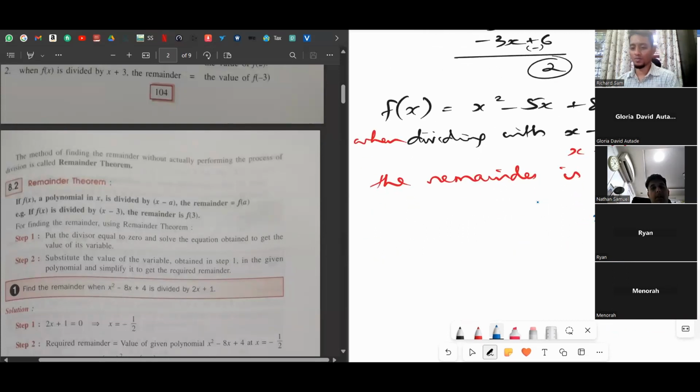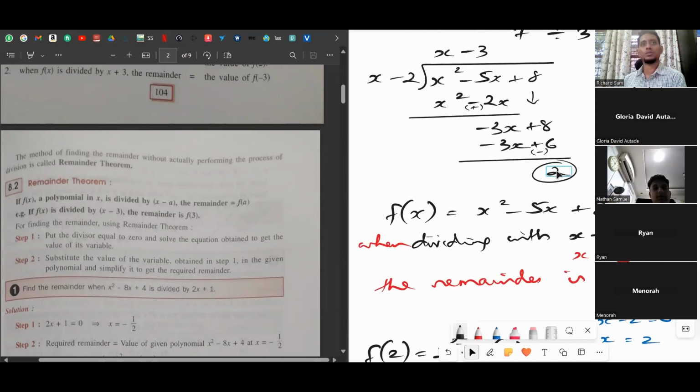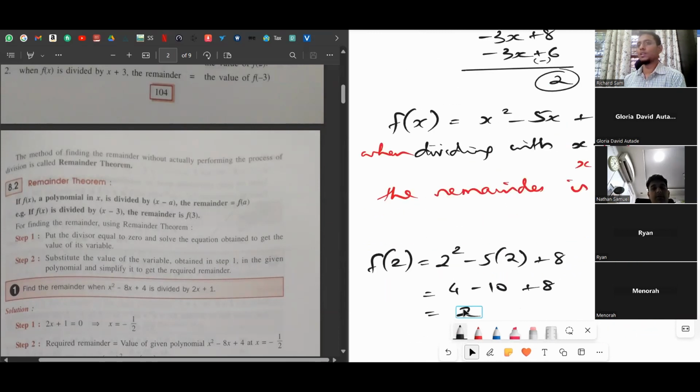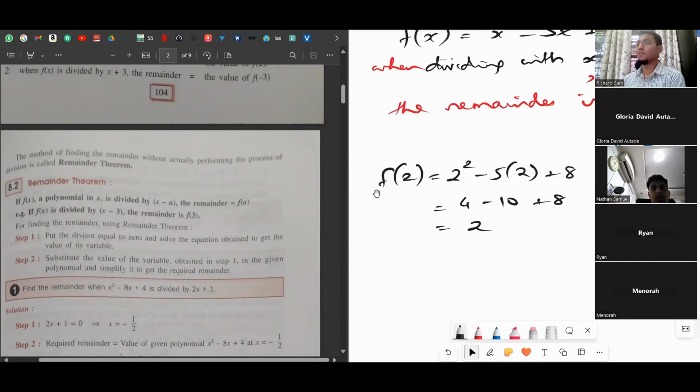Now what do you mean by f of 2? In f of x, in place of x, you put 2. So how do you find f of 2? Wherever x is there, you put 2. So 2 square minus 5 into 2 plus 8. That is 4 minus 10 plus 8. 4 minus 10 is minus 6. Minus 6 plus 8 is 2. So we got the remainder 2. Here also we got the remainder 2. So this is an easy way to get the remainder. You don't have to do the whole actual division to get the remainder. You just have to find f of 2.